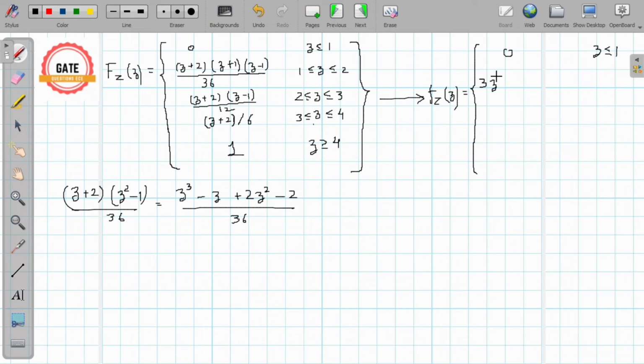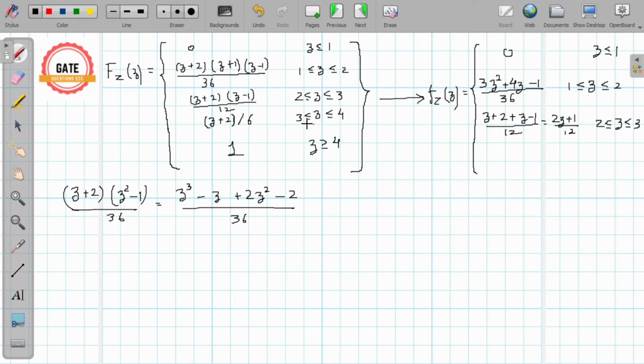So its differentiation will be 3z square plus 4z minus 1 by 36. So that is the PDF in the range 1 to 2. So the differentiation of this term will be (z plus 2) plus (z minus 1) by 12. So this will give us (2z plus 1) by 12. So this is the expression for the PDF in the range 2 to 3.